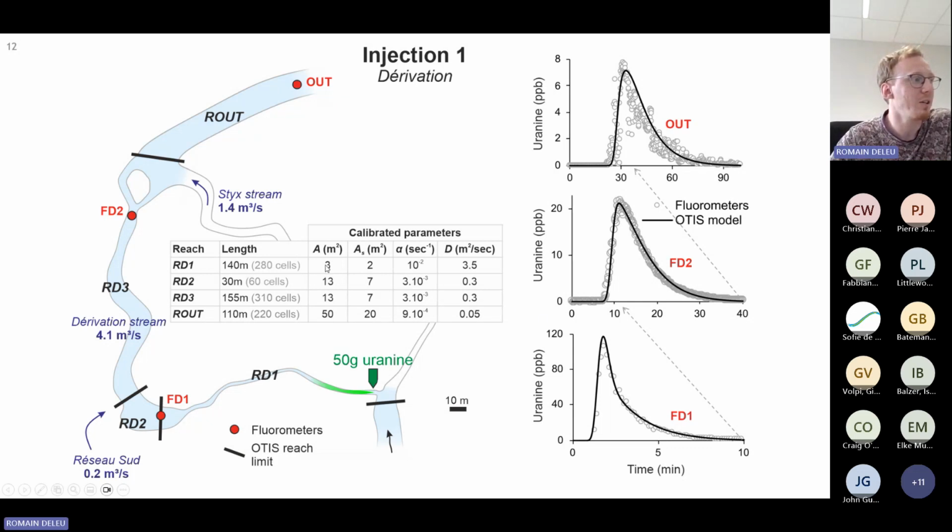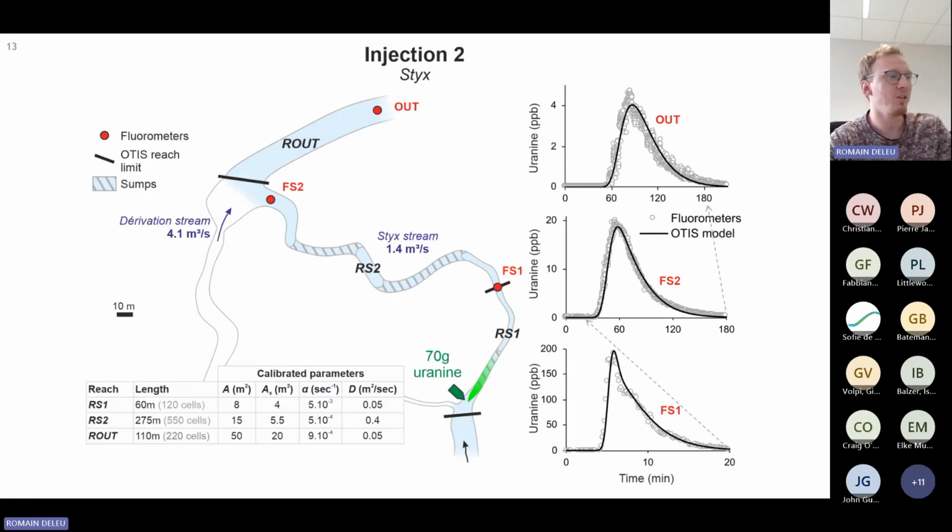And here you can see the specificity: the first reach, RD1, has a very small section area. This is mainly because it's a very fast flowing section. You can see that the time it takes for the tracer to arrive is very small compared to the length of the stream. So the model suggests that the section area is very small, and this is of course validated by the field observations.